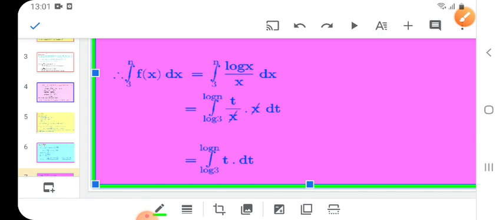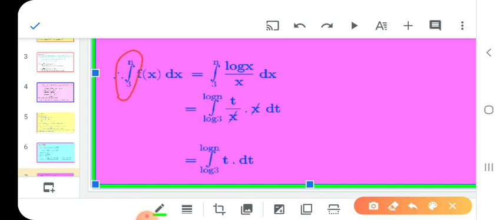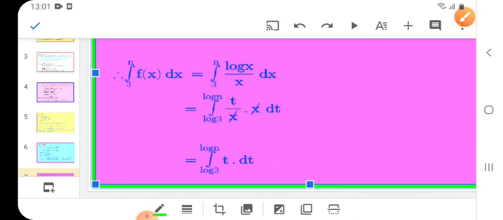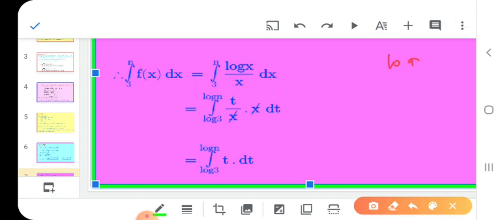Okay, see. Integral 3 to n of f of x dx equals integral 3 to n. What is f of x here? Log x by x. What is the integration of log x by x? See here, let log x equals t.